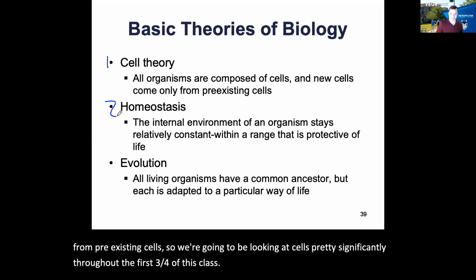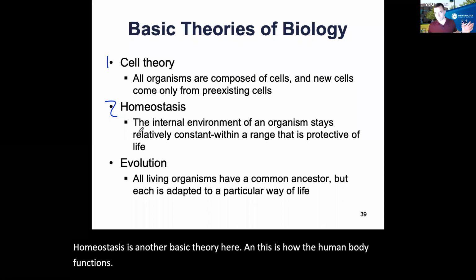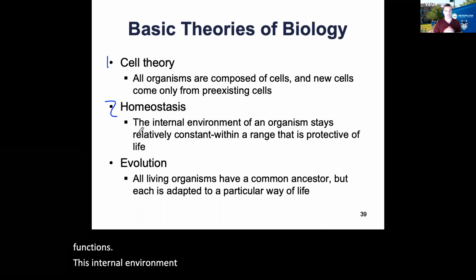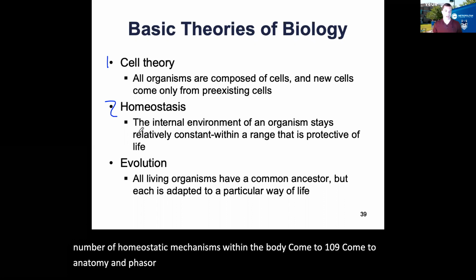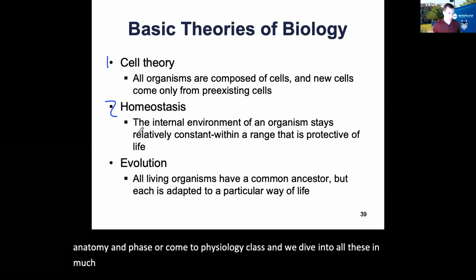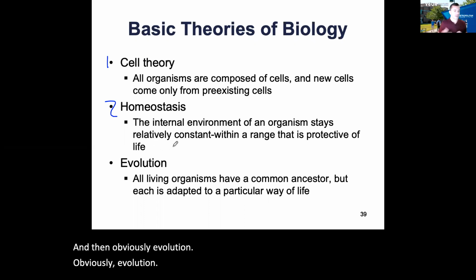Homeostasis is another basic theory here. This is how the human body functions, okay? This internal environment is maintained within a specific little range, and we have a number of homeostatic mechanisms within the body. Come to 109, come to anatomy and physiology class, and we dive into all these in much greater detail. And then obviously evolution. There's another one they refer to as the central dogma.